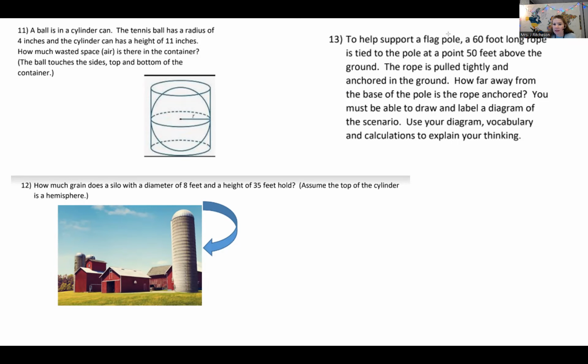Oh my goodness. Hold on. We got a flagpole, right? And it is covering up my words up here.